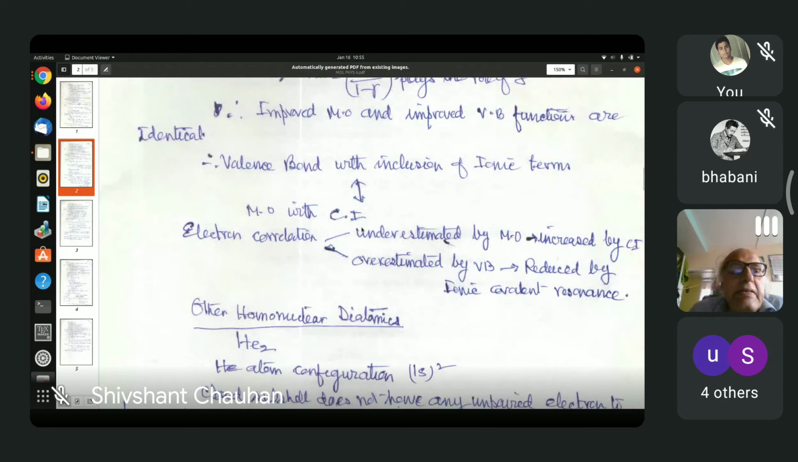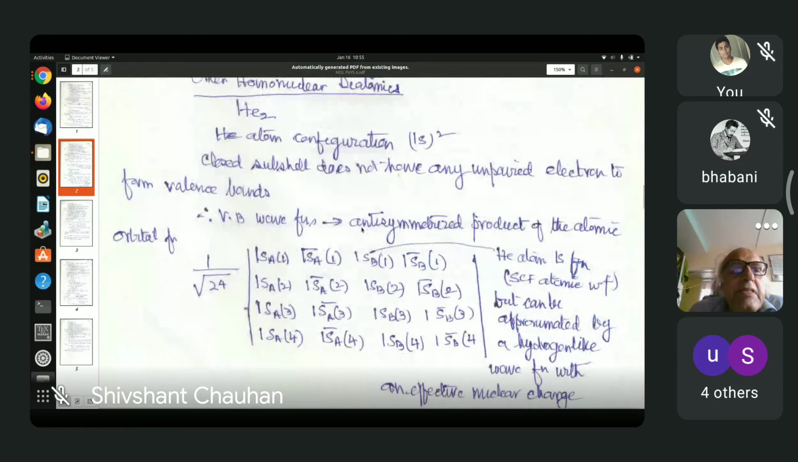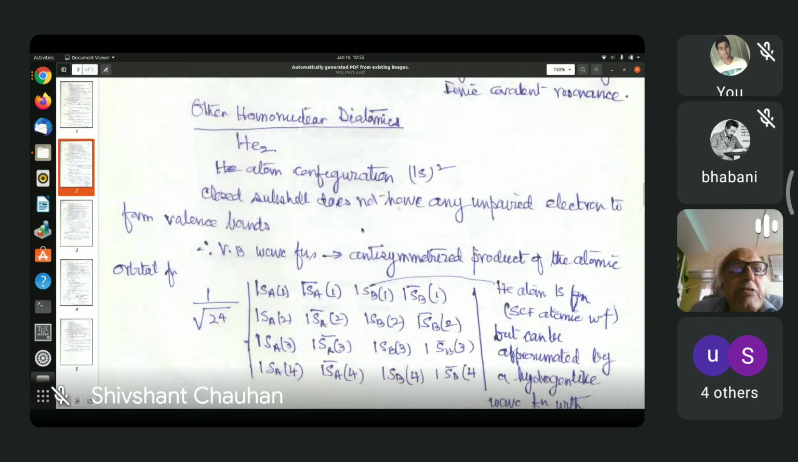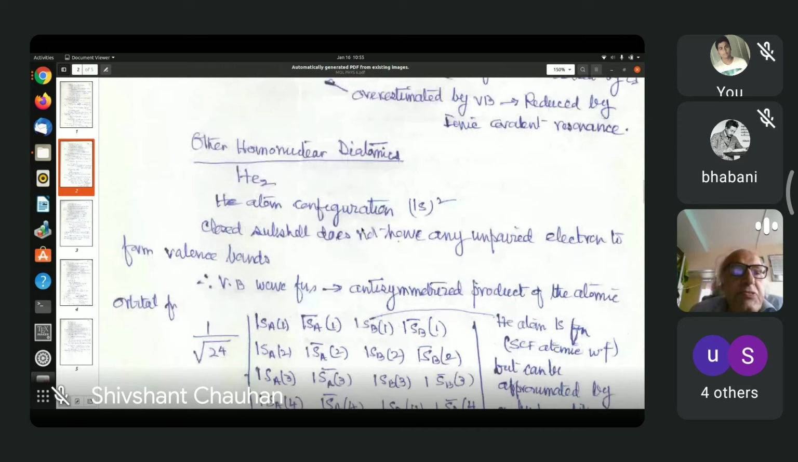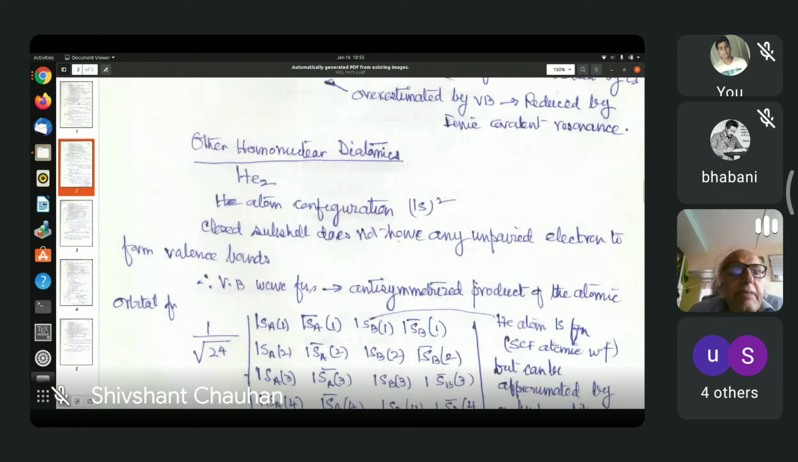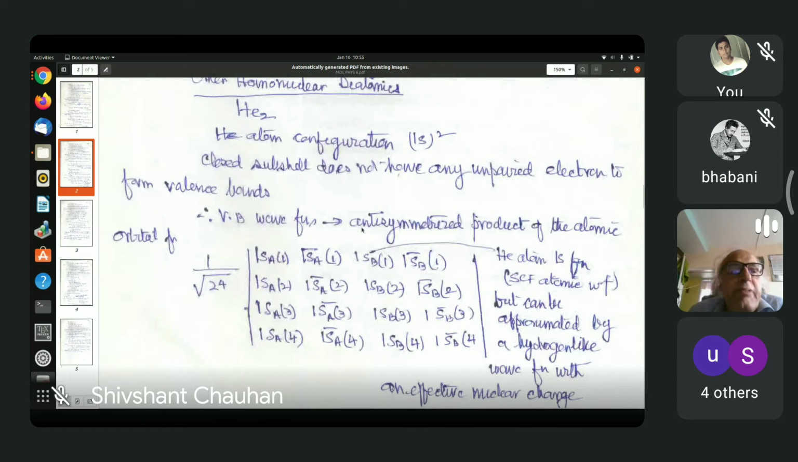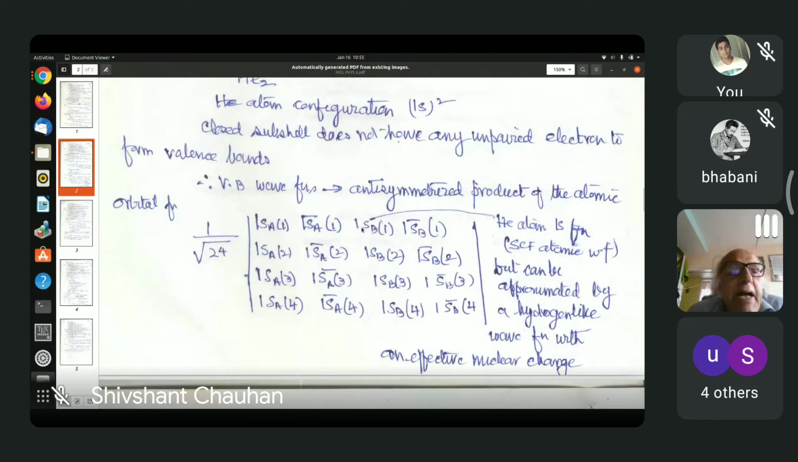So now there are examples of other homonuclear diatomics. I have written down the valence bond wave function for the helium molecule He2. The He2 has 4 electrons. Two of them should be on nucleus 1 in valence bond theory, 2 of them on nucleus 2, and the 2 on nucleus 1 should have opposite spins, denoted by a bar.